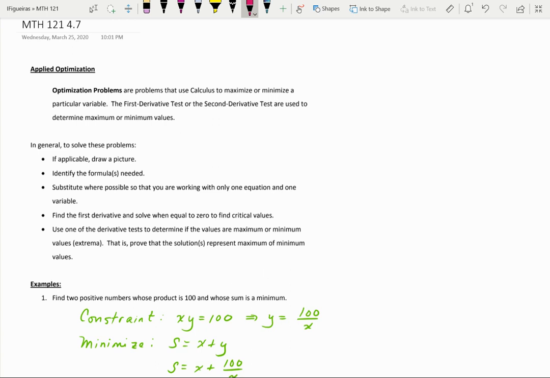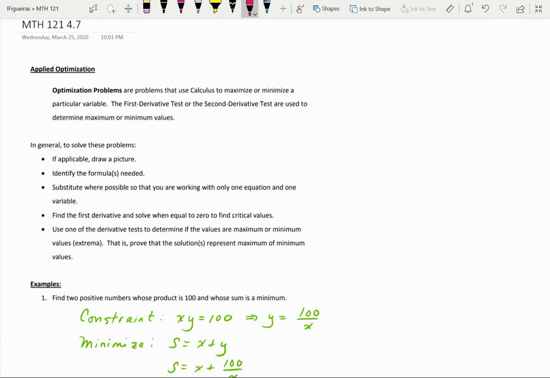Hi, this lesson is on applied optimization problems. So we're going to use calculus to determine values that would optimize particular values that you're looking for. And optimizing means maximizing or minimizing. We'll be using the first or second derivative tests in order to determine if the values you find are maximum or minimum values.